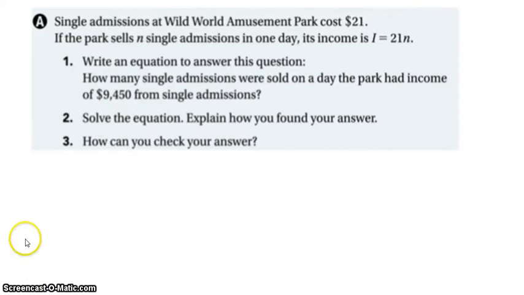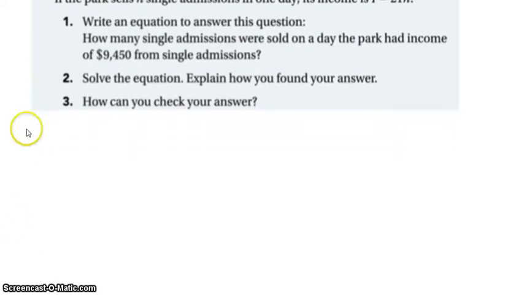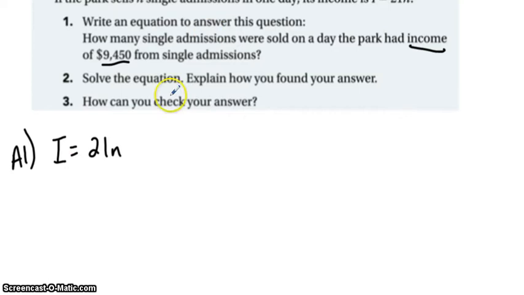So what we're going to do real quick is take a look at what that equation would look like. They've already given us that I equals 21 times n, and now we have to substitute $9,450 for I, because this is the income. So the first step would be to write the equation. The second step would be to substitute in the value for the appropriate variable. What we are trying to solve here is how many single admissions, or the value of n. We're trying to figure out what n equals.